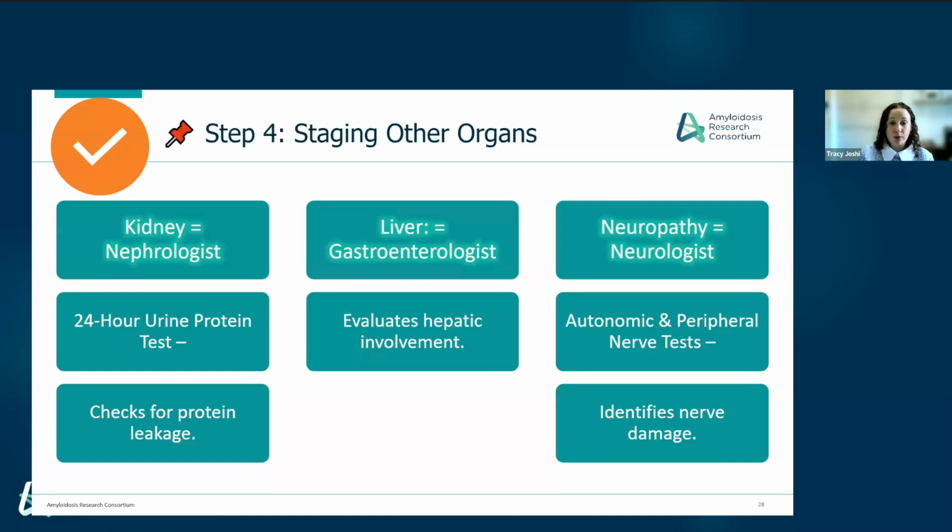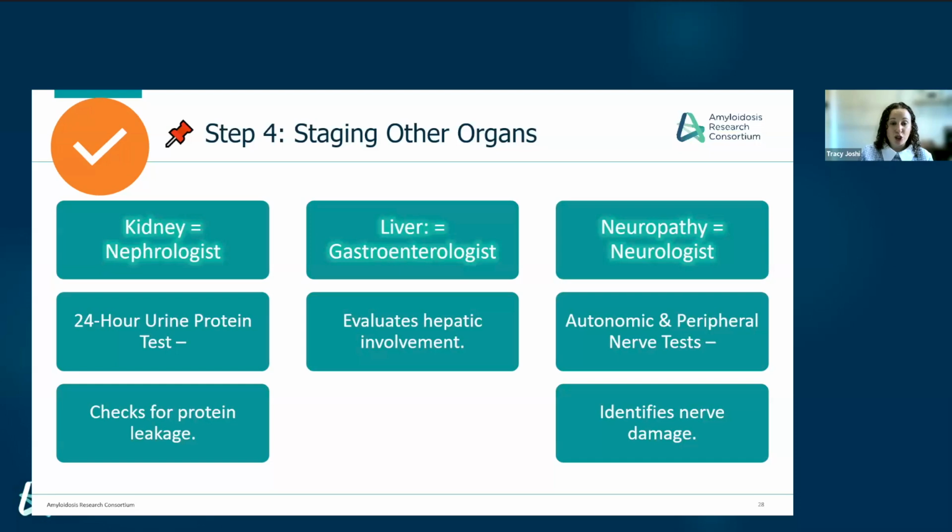The liver plays a crucial role in digestion and metabolism, but amyloid deposits can cause liver enlargement and abnormal liver enzyme levels. Liver function tests and imaging are used to assess whether amyloid is impacting the liver's ability to function properly. Some patients may experience digestive issues or discomfort due to liver involvement.